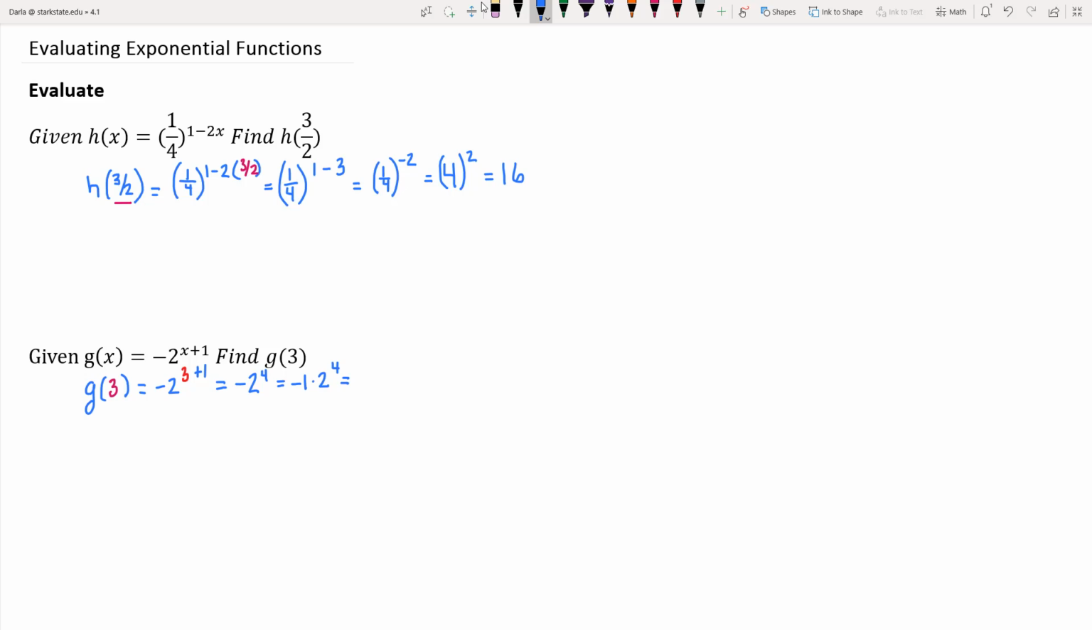But 2 to the 4th is 2 times 2 times 2 times 2, which is 16, and then times your -1. So this ends up being -16.